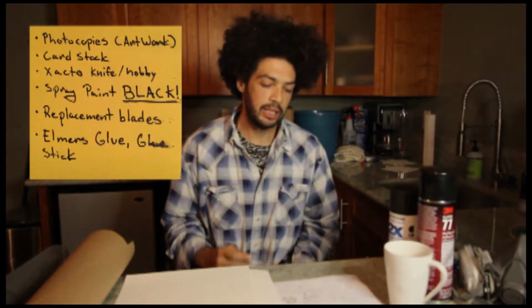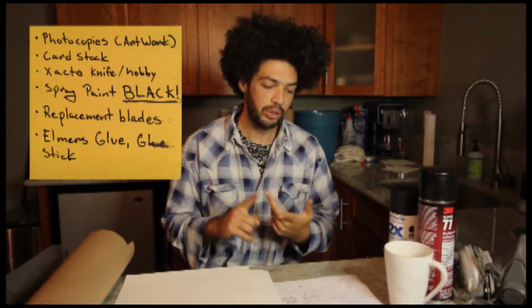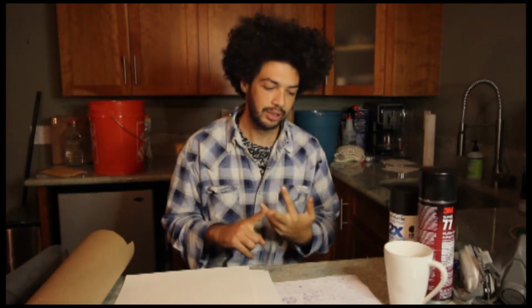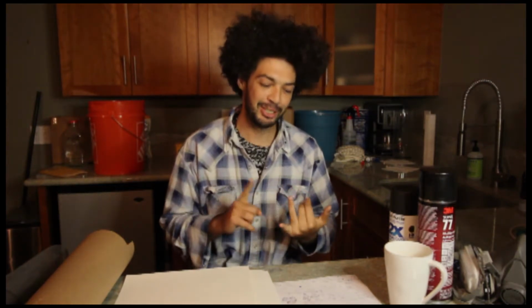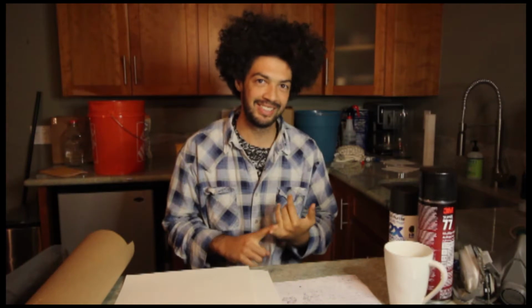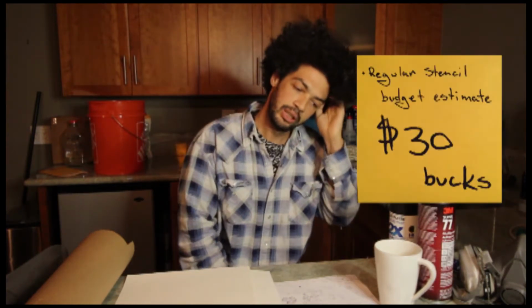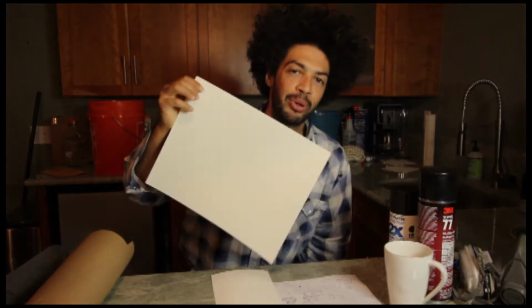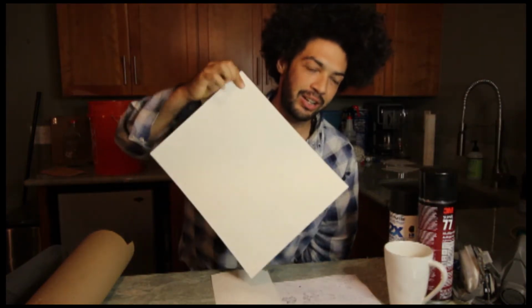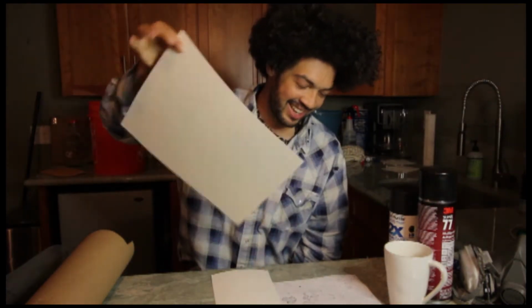What you'll need is photocopies, your cardstock, your hobby knife, spray paint, and replacement blades and some glue. So all that comes to about 30 bucks, give or take. You want your paper to be like this, you want it to make this sound. You don't have to use Bristol, you can use anything that makes that sort of sound, but that's what you're looking for.